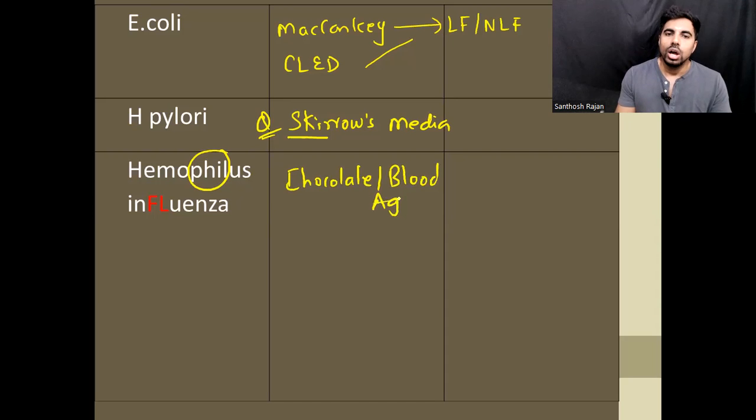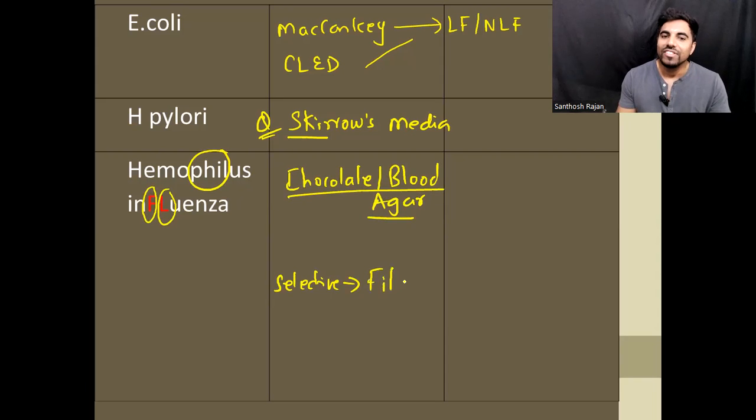One, normal media. Selective media. When you talk about selective media, you know there's a clue. There is HEP and L. HEP for what? Fildes agar. Okay. Fildes agar. And L for Levinthal media.